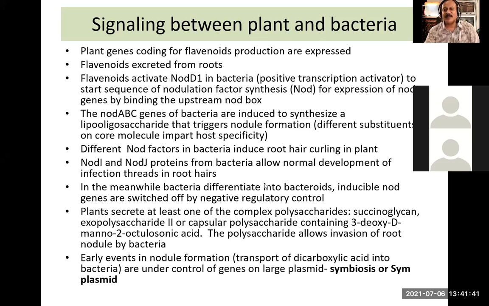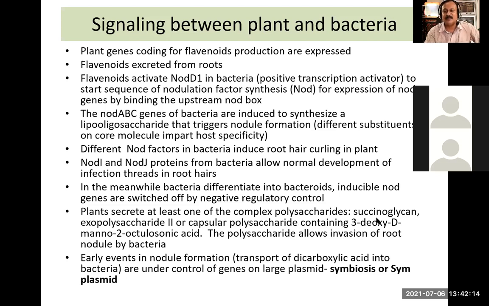Now once the bacterial cells are differentiated into the bacteroids, then the inducible nod genes are switched off by negative regulatory control. So again and again, the same steps are not repeated. Once the role of the infection thread is over, then the infection thread will not be made again and again in the same root hair, isn't it? So whatever is already done and it's not needed now, that process will be stopped.